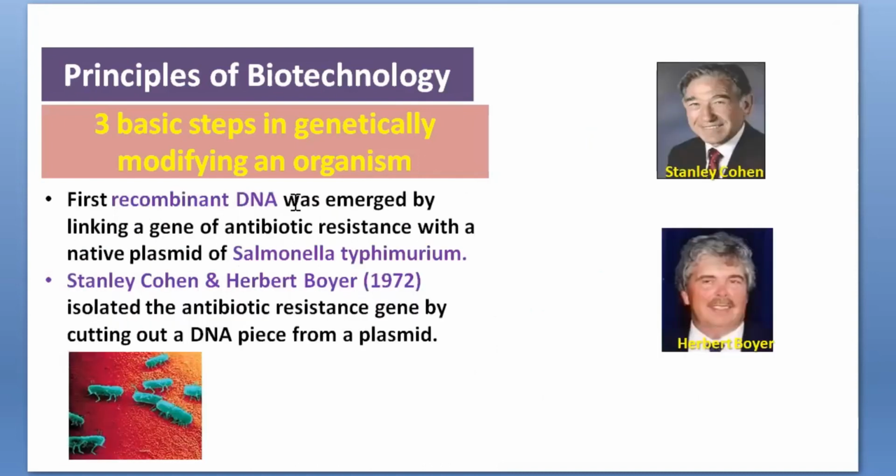So the first recombinant DNA was created by linking a gene of antibiotic resistance with a native plasmid of Salmonella typhimurium. In which organism did we form the first recombinant DNA with antibiotic resistance? Salmonella typhimurium. Just keep this in mind for knowledge. Stanley Cohen and Herbert Boyer isolated the antibiotic resistance gene by cutting out a DNA piece from a plasmid.